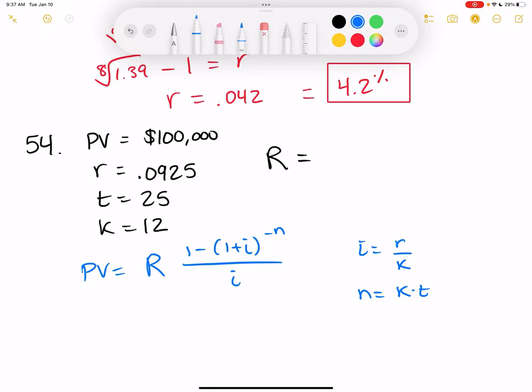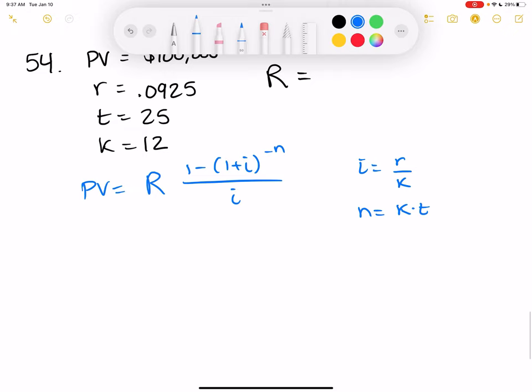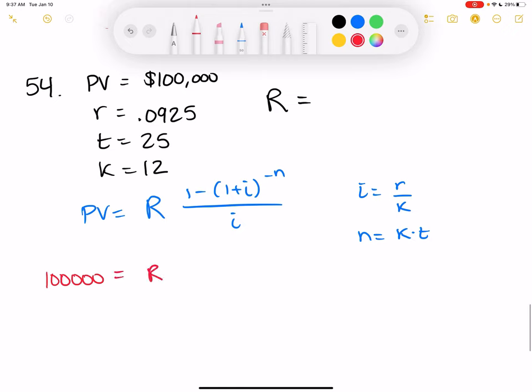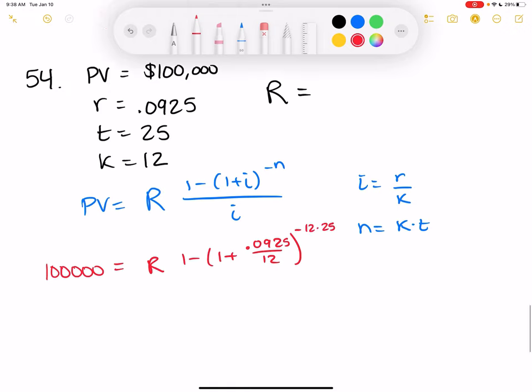Yes, that is the answer. So we have 100,000 is equal to R times 1 minus parentheses 1 plus 0.0925 divided by 12 raised to the negative 12 times 25, divided by 0.0925 divided by 12.